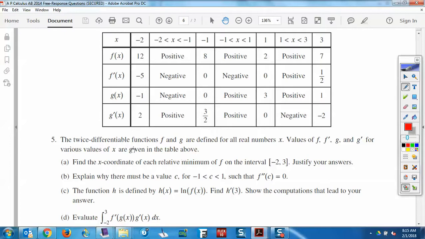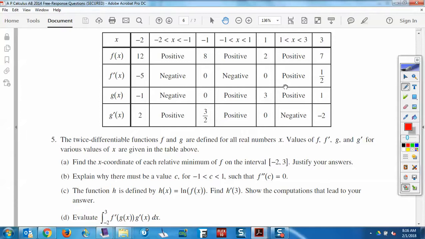F and G are twice differentiable functions, so whenever you see that, you're just like, okay, that's good. I don't have to worry about sharp points. I don't have to worry about undefined. Find the x-coordinate of a relative minimum on the interval -2 to 3. So here's -2 to 3, the whole interval, and we're talking about F up here.